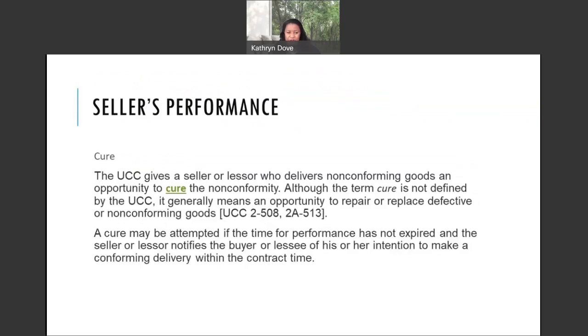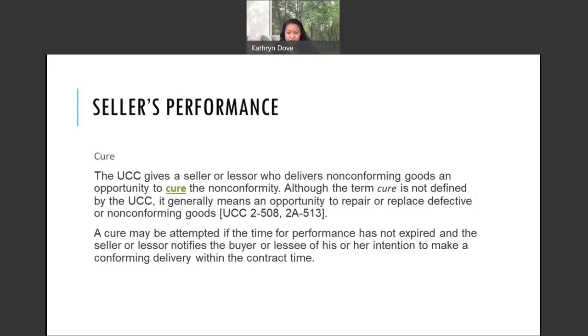Let's talk about cure. The UCC gives the seller who delivers non-conforming goods an opportunity to cure the nonconformity. If a buyer requests a particular type of screw be delivered and the screws don't fit, the seller under the UCC is afforded an opportunity to cure, and that means to replace or repair the defective or non-conforming goods.